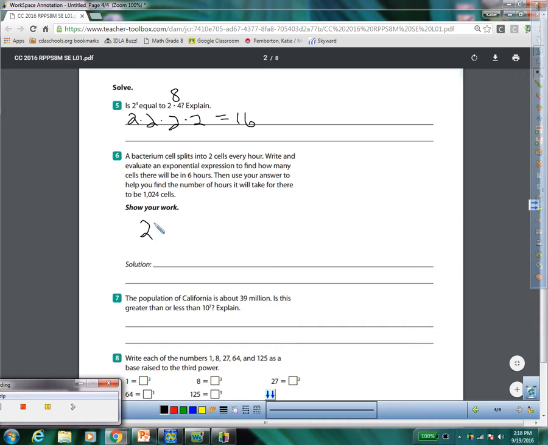So it splits into 2 every hour for 6 hours. So 2 to the 6th power. And you could expand this out, okay, so 2 times itself 6 times, and that's going to give you 64. Now, if you keep going like this, so you're going to multiply by another 2 and another 2, and you're going to keep going until you get to that 1,024 cells, okay, and that's going to happen 10 hours later. So you would show a bunch of work here. I'm limiting that a little bit because I'm writing with a mouse right now. Okay, so 10 hours there.